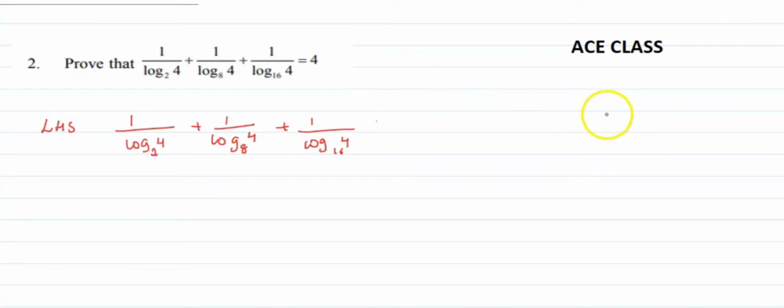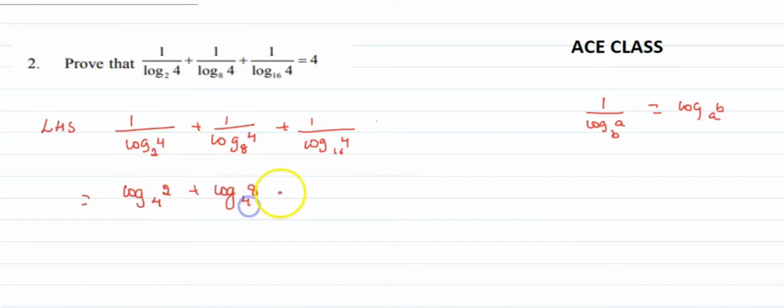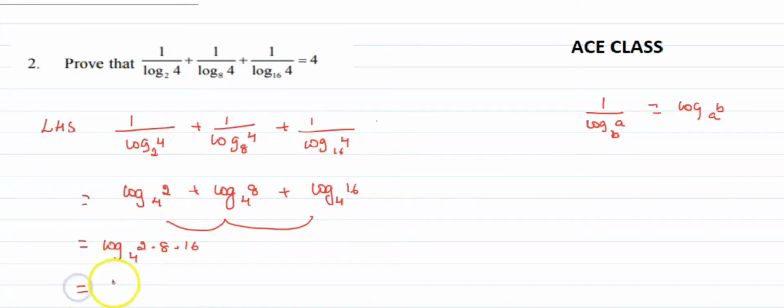So I'll use this identity, that is 1 by log a to the base b can be written as log b to the base a. From that identity, this I can write as log 2 to the base 4 plus log 8 to the base 4 plus log 16 to the base 4. Now when I have written this, my bases are the same here. When bases are the same, and it is under addition, it will be log 2 into 8 into 16 to the base 4. So 2 eights are 16, 16 sixteens are 256, to the base 4.